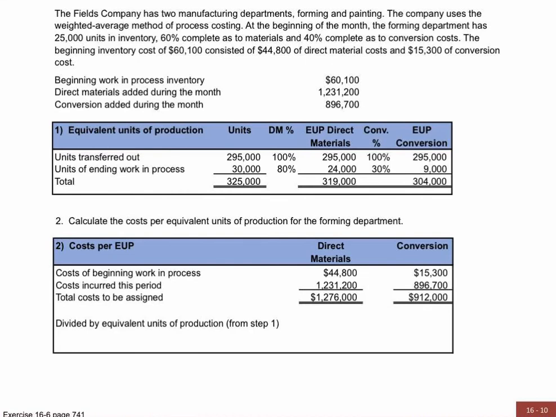And now we're going to divide by the equivalent units of production to see how much per equivalent unit that cost makes up. So from a direct material standpoint, we're going to use the 319,000. And from a conversion standpoint, we're going to use the 304,000. So dividing the 1,276,000 by 319,000, we'll get $4. And dividing the 912,000 by 304,000, we'll get $3.